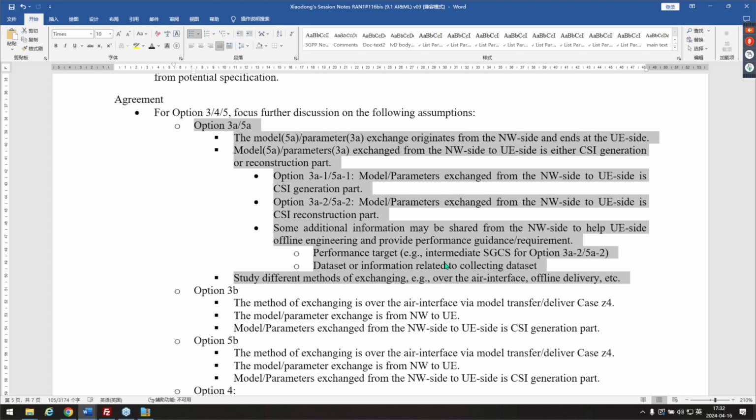Yeah, so I think the last additional information, the performance target, feature lead, please clarify the intermediate SGCS calculation. So basically that's the UE side to calculate it.